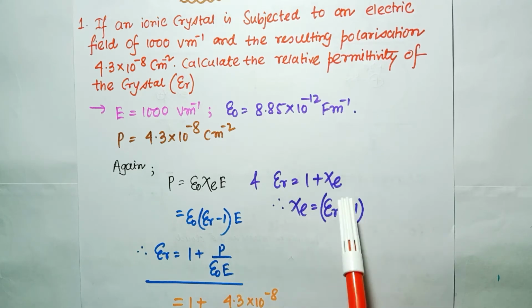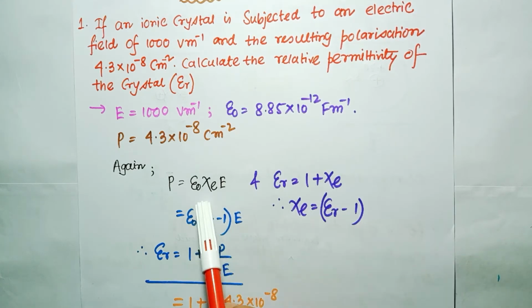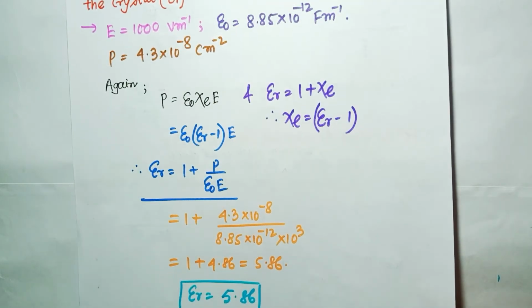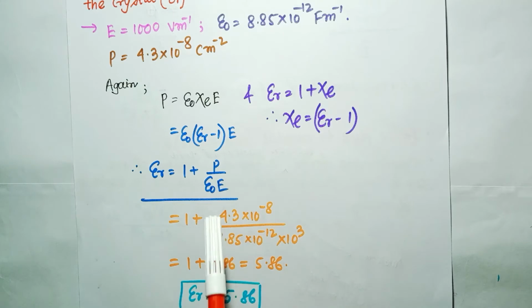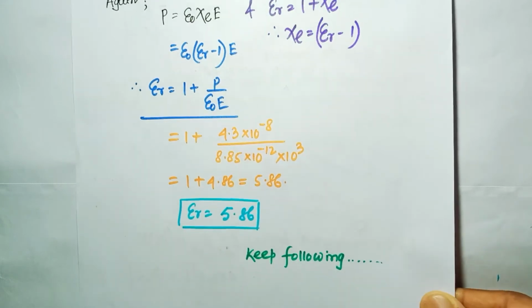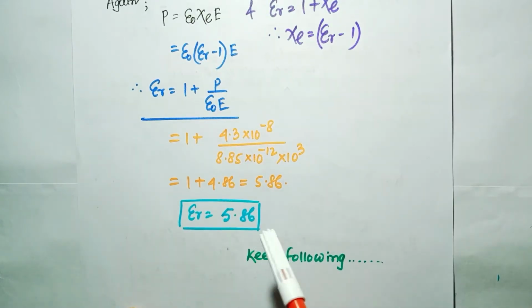Now if I put the value of chi E in this expression, it becomes epsilon naught times epsilon R minus 1 times E. From there we can get the expression of epsilon R, that is 1 plus P by epsilon naught E. So the magnitude of P is 4.3 times 10 to the minus 8 divided by epsilon naught, 8.85 times 10 to the minus 12, times E, which is 1000 volt per meter, so it is 10 cube. So epsilon R is equal to 5.86. This is the value of the material's dielectric constant or relative permittivity, epsilon R.